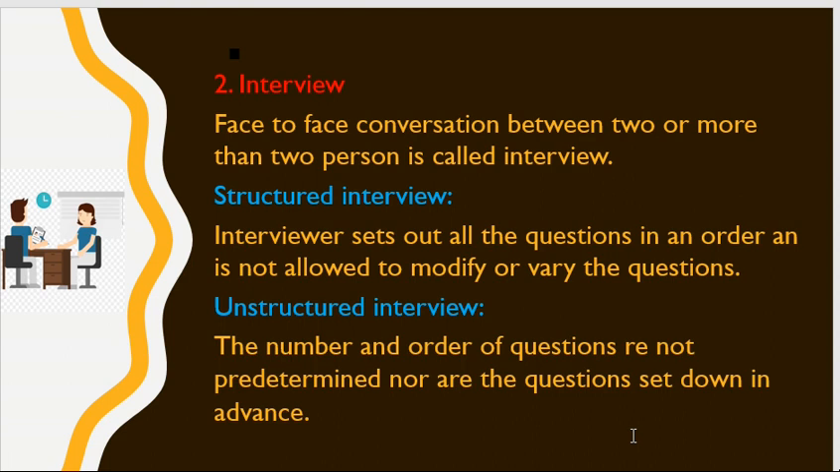What is an unstructured interview? The number and order of questions are not predetermined, nor are the questions set down in advance. So, an unstructured interview is a type of interview in which the questions are not pre-planned. The interviewee is engaged in an informal sort of conversation. If required, further questions are asked in explanation of the given answers by the interviewee. In this unstructured interview, one point leads to the other and so on. So the researcher extracts maximum information and tries to get close to the core of the problem.